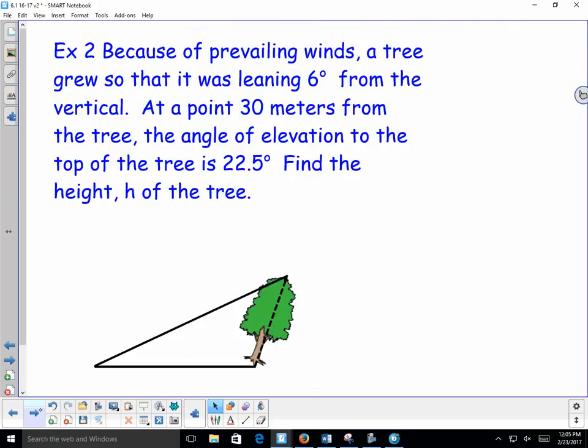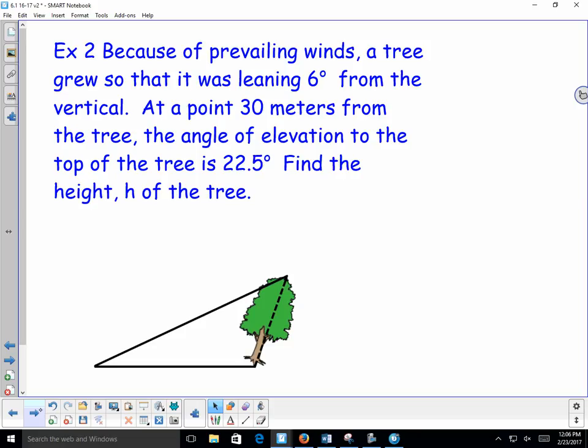Example 2. Because of prevailing winds, a tree grew so that it was leaning 6 degrees from vertical. At a point 30 meters from the tree, the angle of elevation to the top of the tree is 22.5 degrees. So you are asked to find the height of the tree.